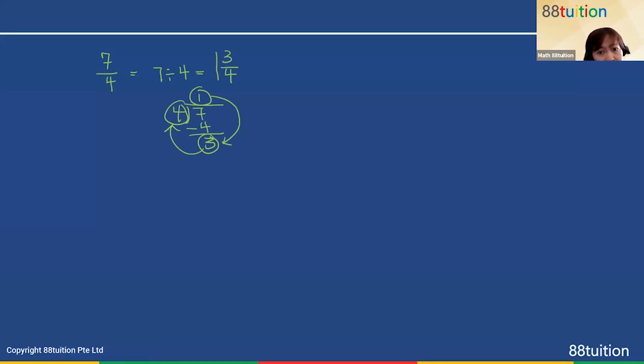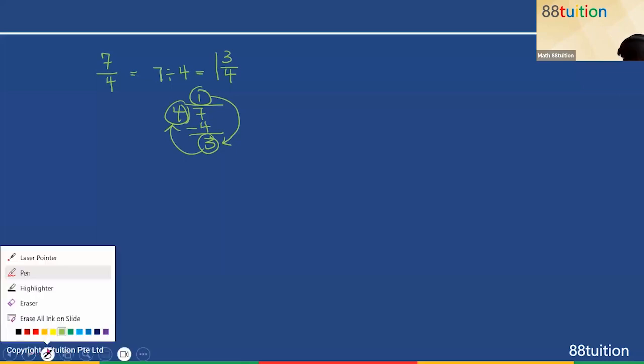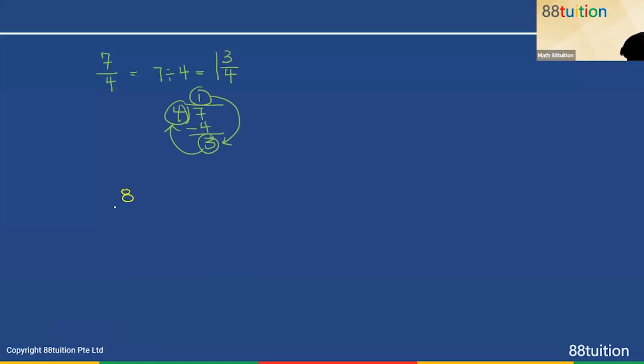Wait, let me check. Okay. So far, so good. Then the last option, 8 divided by 5. Okay, let me see. 8 divided by 5. Okay. So we have 8 divided by 5. You try it out and tell me what is the answer using the inside-outside method. Okay, everybody, are you ready?